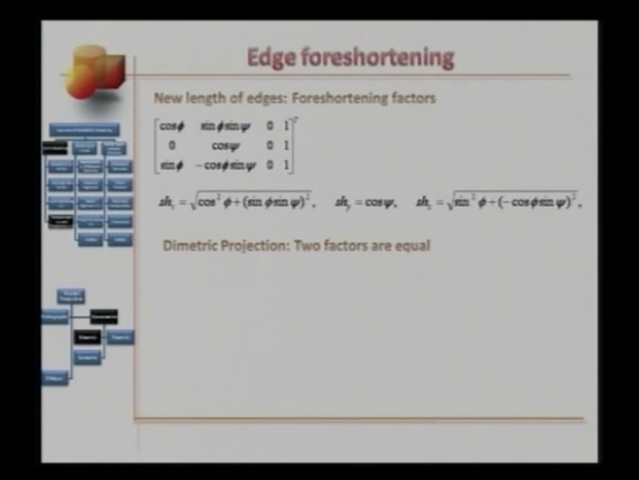Now, in a diametric projection, two of these factors will be equal. Noting this thing from the other side, two of these factors will not be equal. Let's take an example when the foreshortening factor along the y and along the z directions, sh sub y and sh sub z, are equal. This implies that cosine squared psi is equal to sine squared phi plus cosine squared phi times sine squared psi, which is this term.